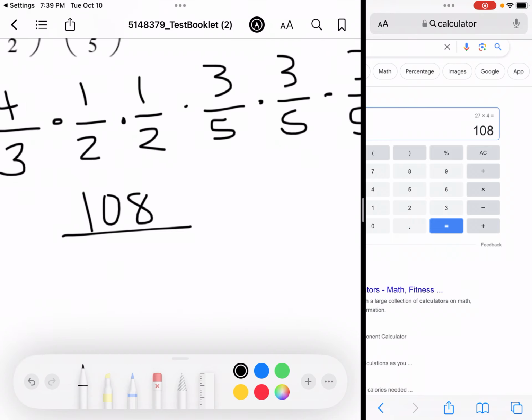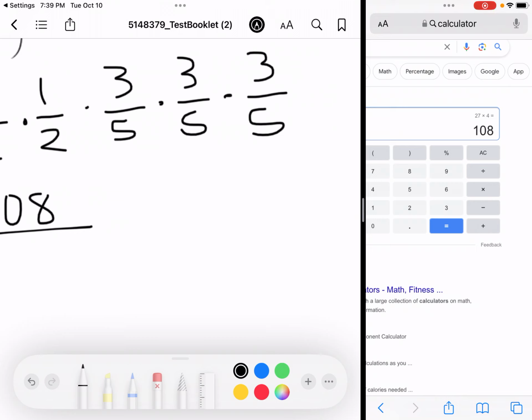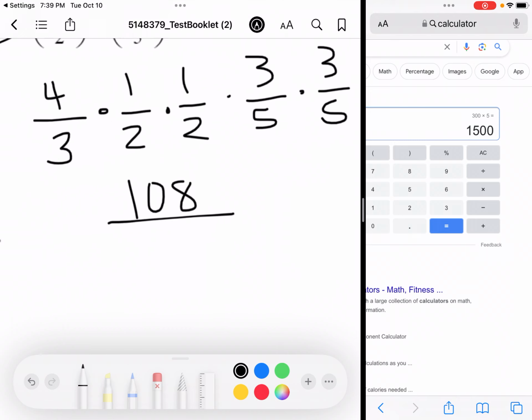Then I have 3 times 2, which is 6. 6 times 2 is 12. 12 times 5 is 60. 60 times 5 is 300. 300 times 5 is 1,500.